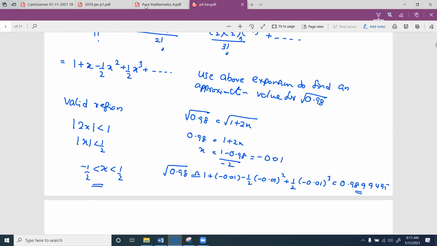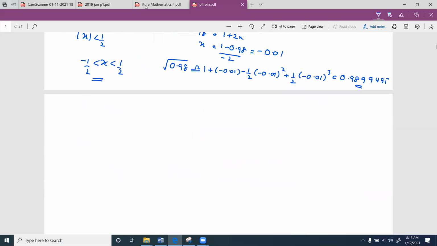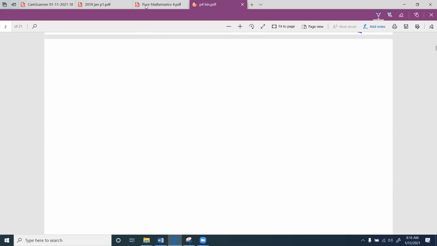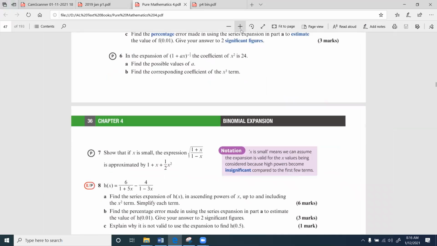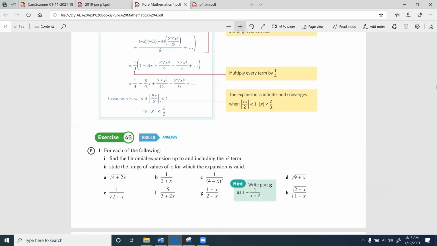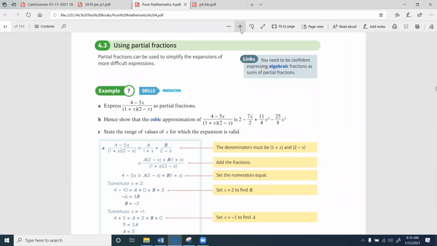Let's go ahead with a slightly extended solution for this. Then how to find this valid region for this kind of situation, right? I'll come up with this question today. When you're talking about this question, I am just going to discuss the examples in our book. Yes, we'll go ahead with this question today: express (4 minus 5x) over (1 plus x)(2 minus x) as a partial fraction.